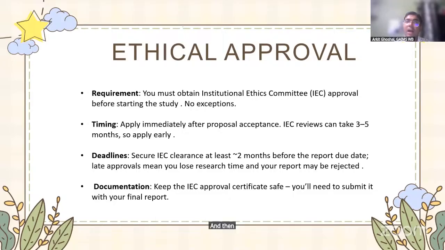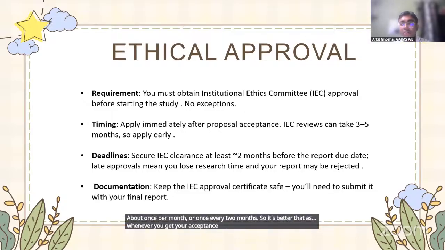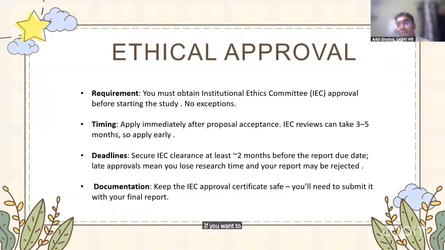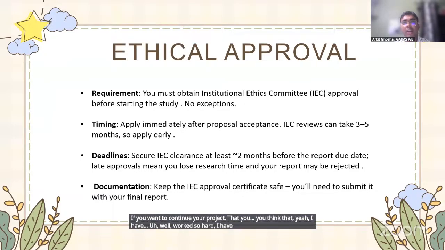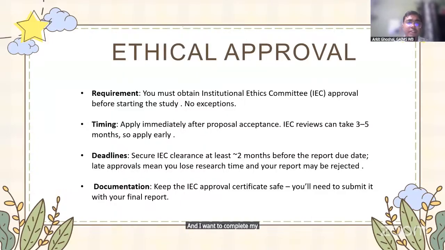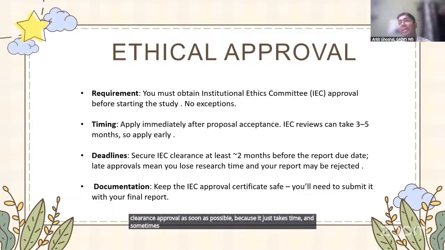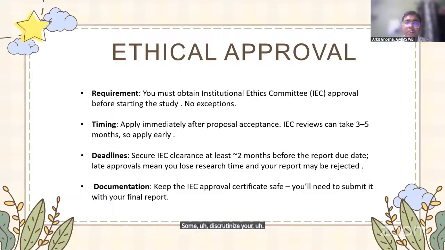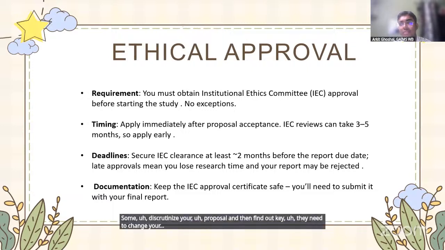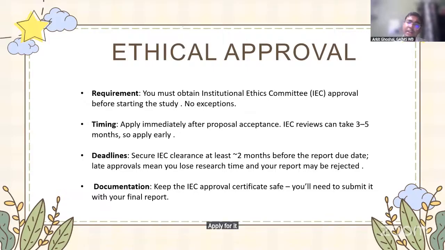The problem lies here: the IC members meet about once per month or once every 2 months. So it's better that whenever you get your acceptance, or even before you get your acceptance, if you want to continue your project, because you have worked so hard, you have found a research idea, you have a guide, and you want to complete your project even if it doesn't get selected, it's a good idea. After framing a proposal, you just go on and get your ethical clearance approval as soon as possible, because it just takes time. And sometimes what happens is they scrutinize your proposal and find they need to change, let us suppose, your title or your objective, or some small issue, and then you have to apply again, and it gets postponed by 2 months.